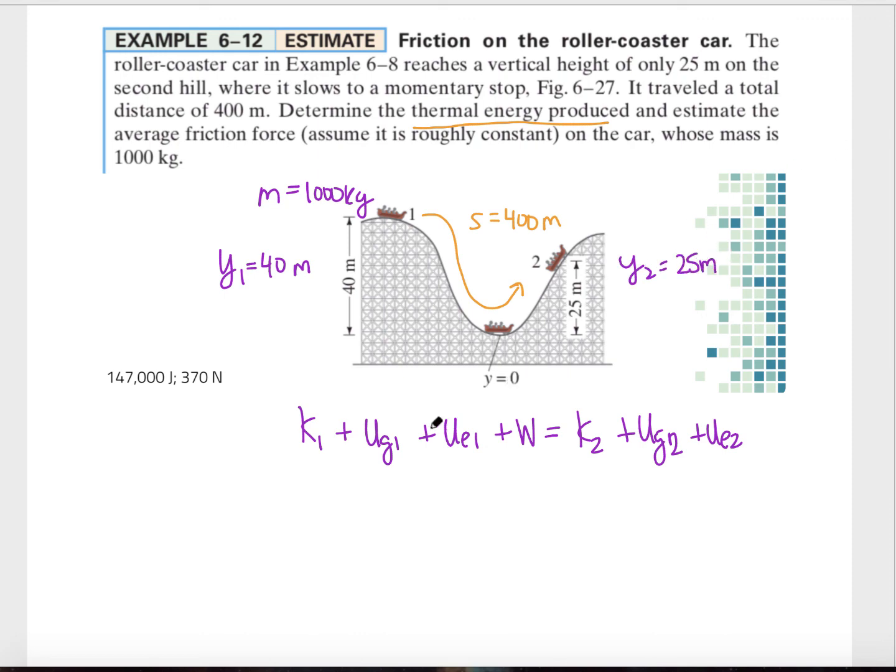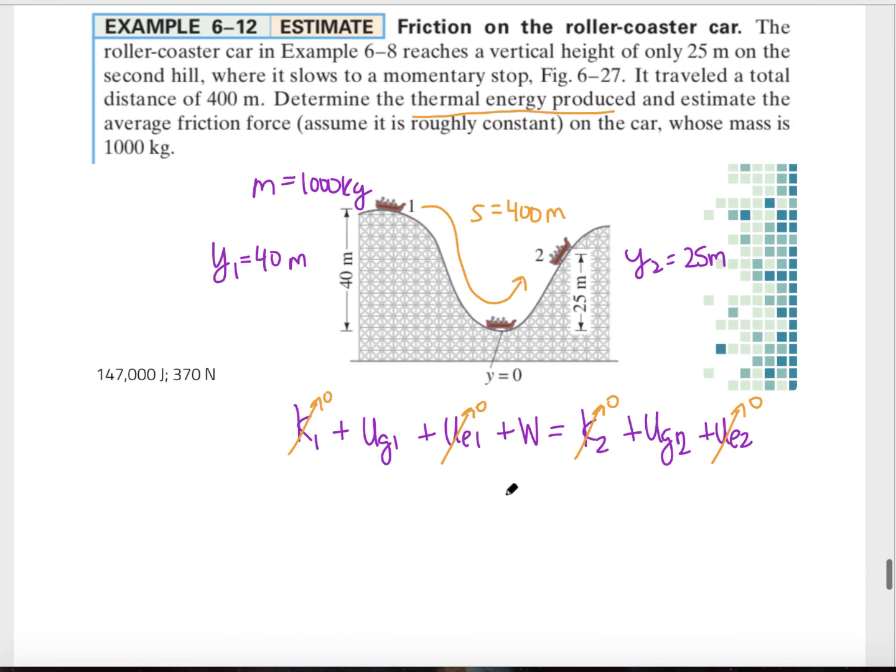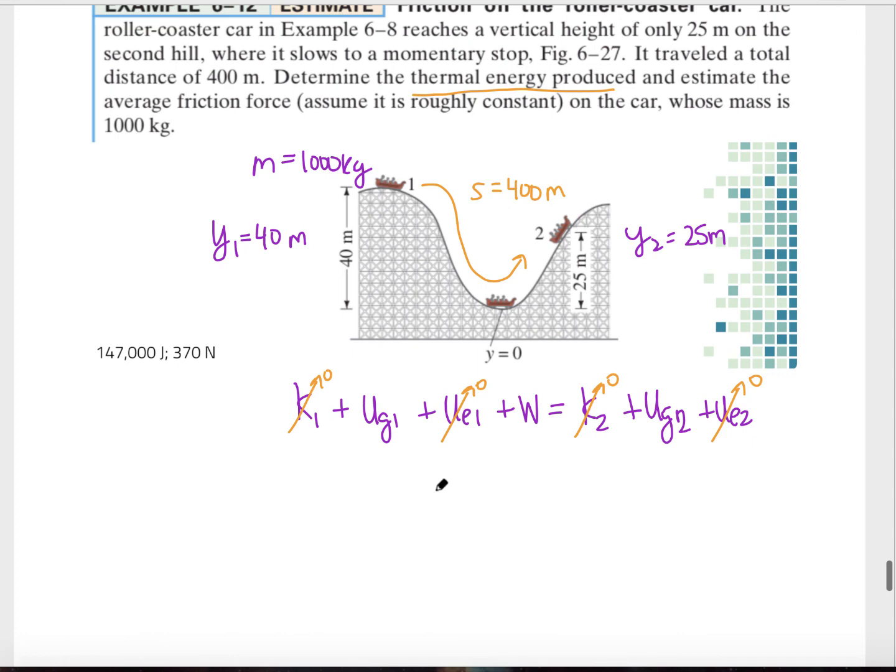So once we go through our conservation of energy statement, let's see what we have. So it's initially at rest. At our initial height, we have some gravitational potential. There are no springs. There is friction in this case. Then once we get to our second location, it slows to a momentary stop. So it stops when we get to 2. So that means our kinetic energy is 0 again. Then we have a gravitational potential because we have a final height, and our elastic potential energy is 0 because there's no spring. So let's go ahead and write out all of the pieces to this.